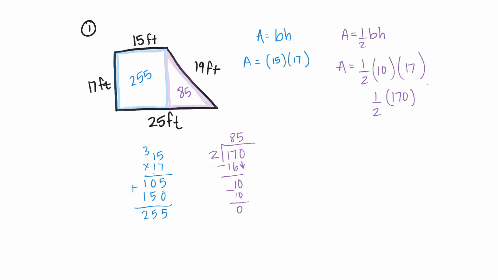So I'm almost done. All I need to do now is add my two areas together. So we'll do 255 plus 85. 5 plus 5 is 10. 8 plus 5 is 13 plus 1 is 14. And 2 plus 1 is 3. We'll come out with an area of 340 feet squared.